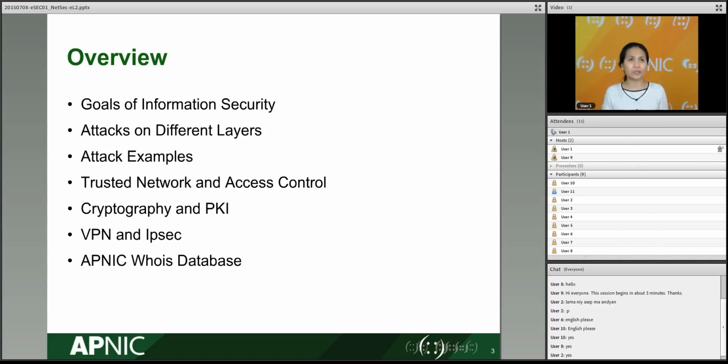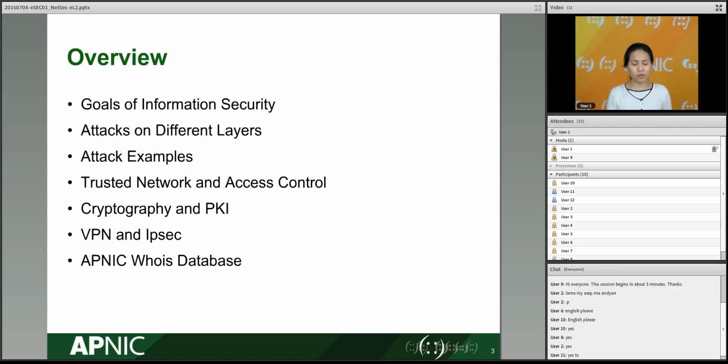So we will look at the goals of information security. We will look at different attacks that are happening. And to be able to do that, we will look at the different layers of the TCP/IP protocol stack. We will have some examples. We will look at how we can add protection on top of it. So we'll look at trusted networks and access control, cryptography and public key infrastructure, VPN and IPSec, and a little bit of the APNIC Whois database and how we can use it when it comes to security.